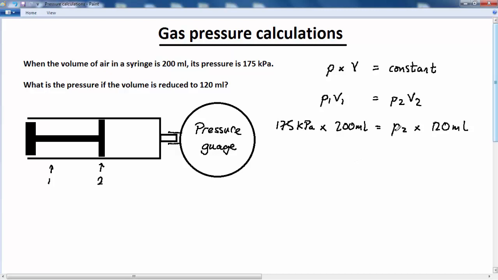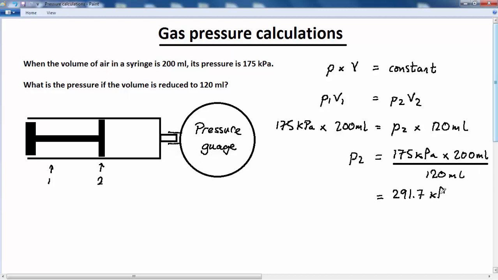So all we need to do is get P2 on its own, and to do that we divide both sides by 120 millilitres. Alright, so that gives us P2, that's the final pressure, is equal to 175 kilopascals multiplied by 200 millilitres, divided by 120 millilitres, which gives us 291.7 kilopascals. So that's one type of calculation that you may encounter.